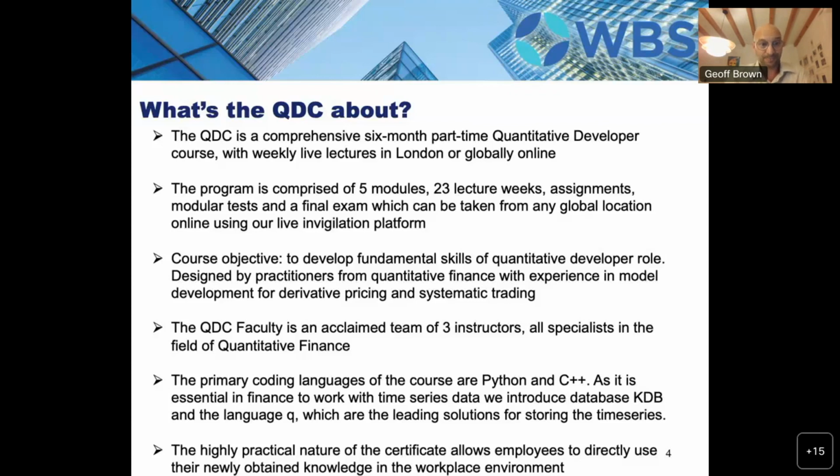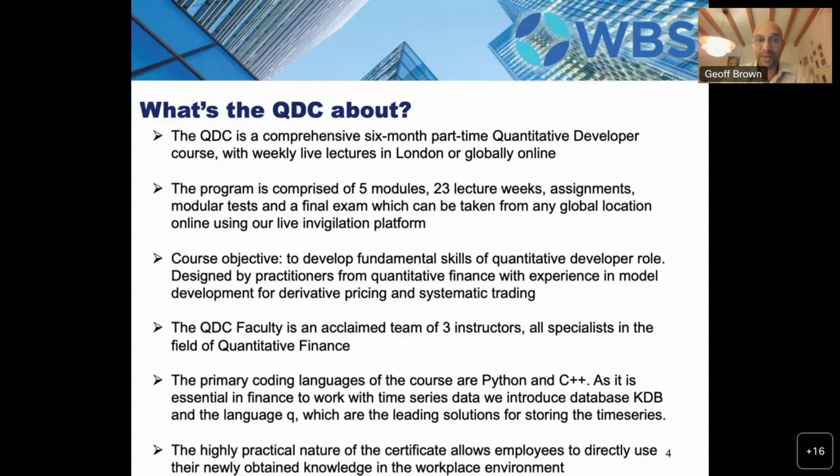The course objective: to develop fundamental skills of the quantitative developer role. It's designed by practitioners from quantitative finance, including Paul being a major part of who designed this program, with experience in model development for derivative pricing and systematic trading. So just from that summary, you can see that there is a very practical focus to this program.